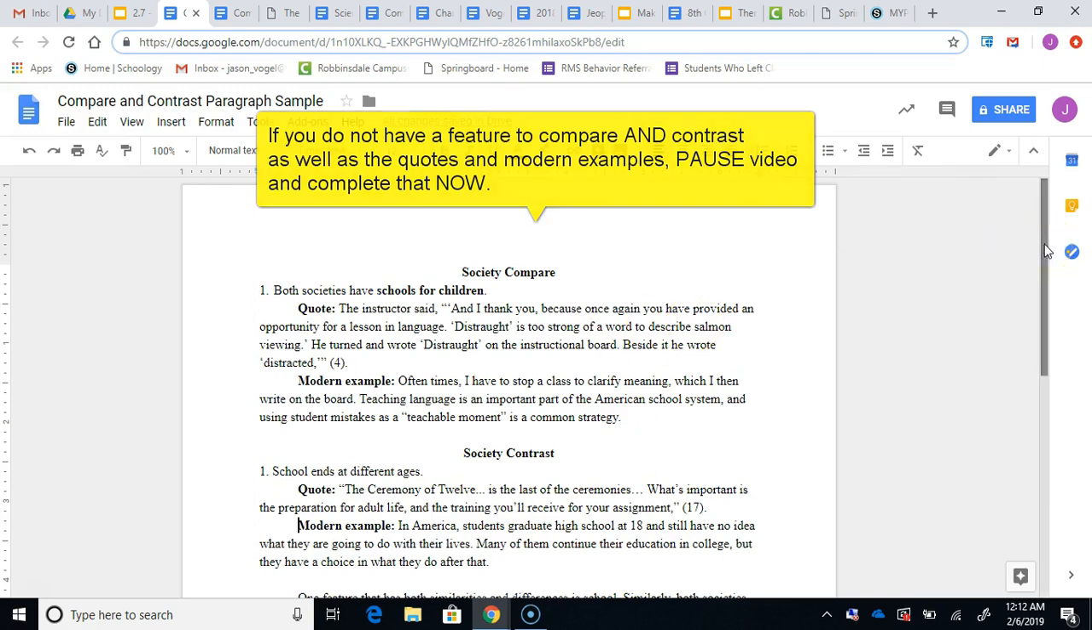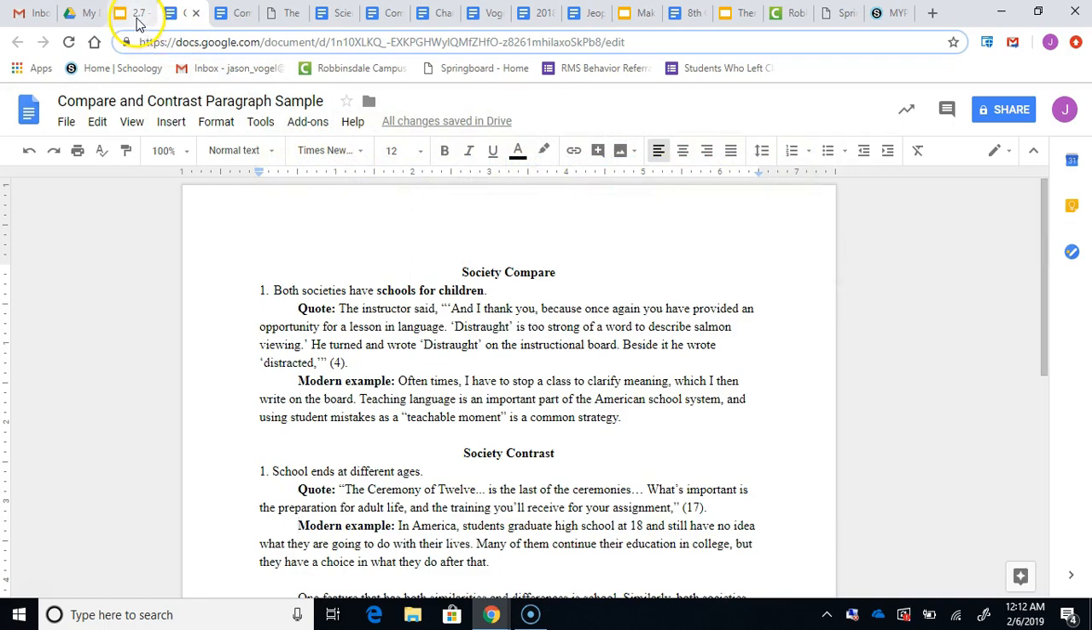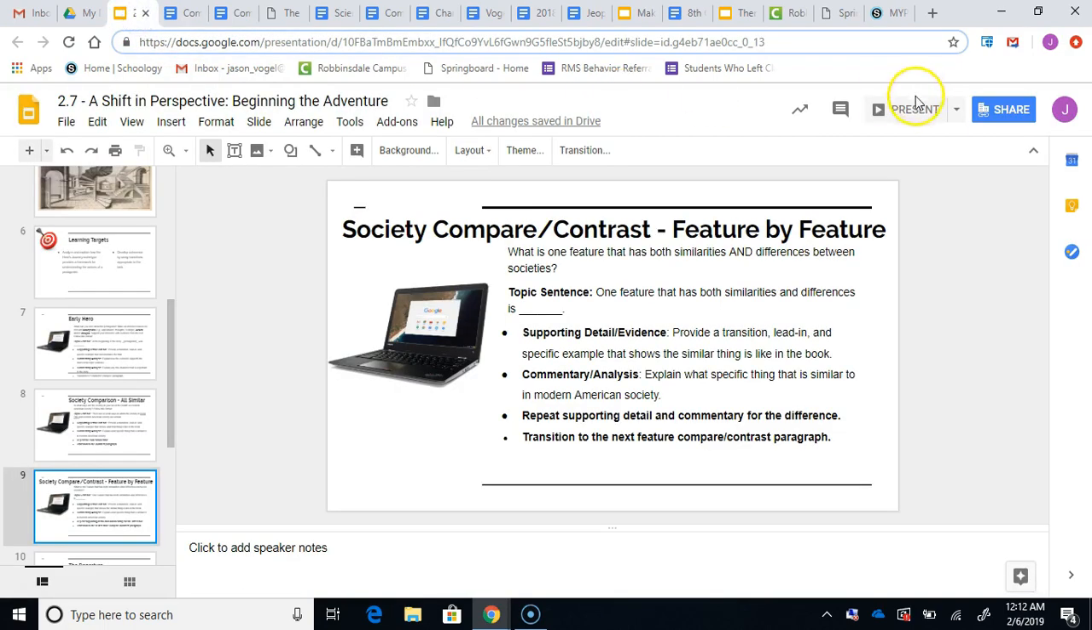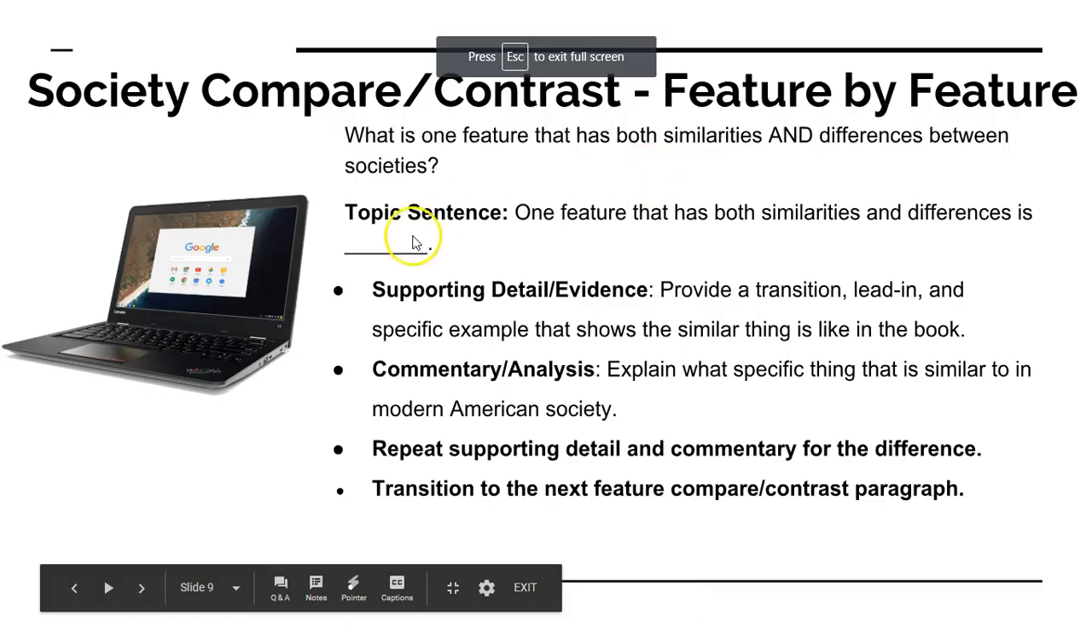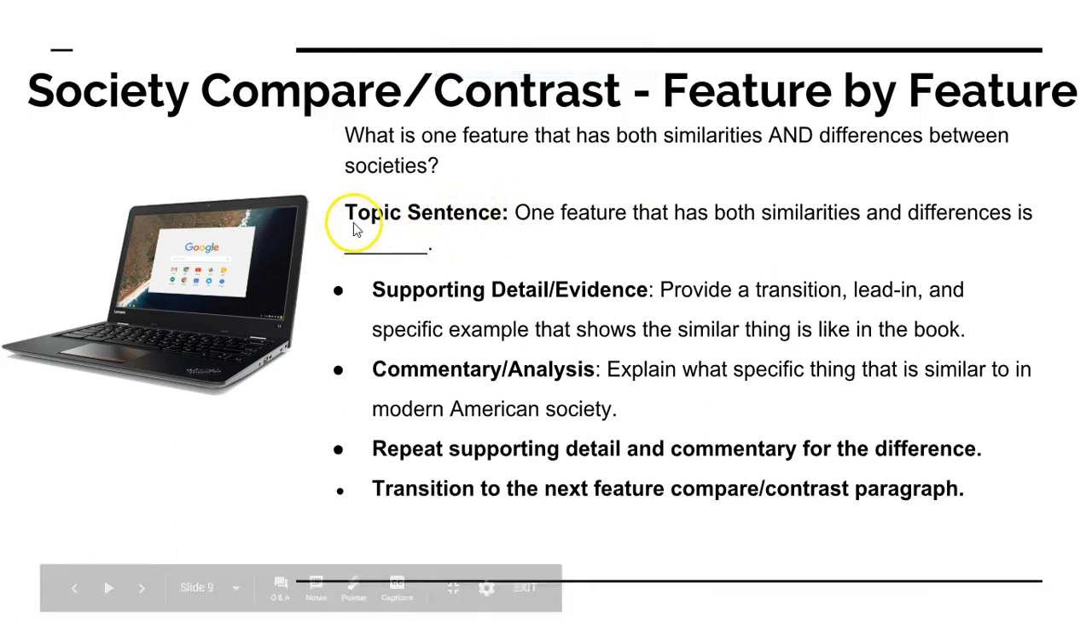If you are ready to begin writing your paragraph, this is what goes in the paragraph. You will start with a topic sentence that tells the reader what the paragraph is about. You will put a supporting detail, a quote from the book using TLQC. You will provide commentary and analysis explaining what is similar about that feature in American society.